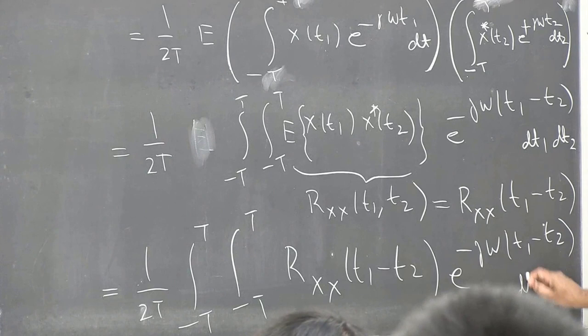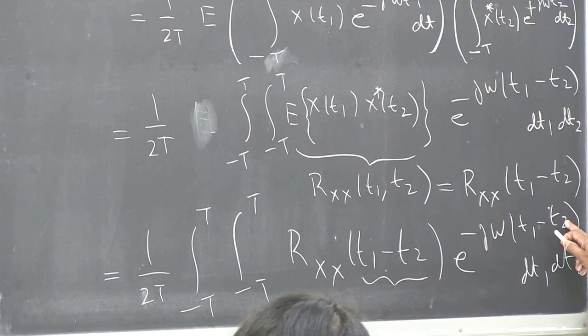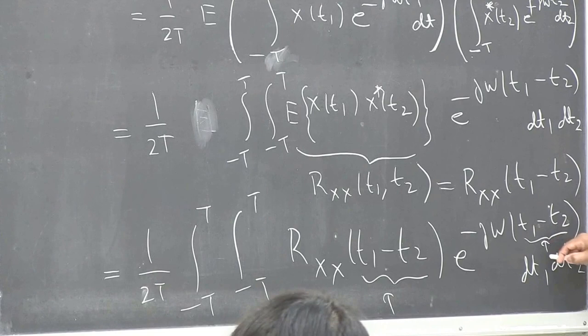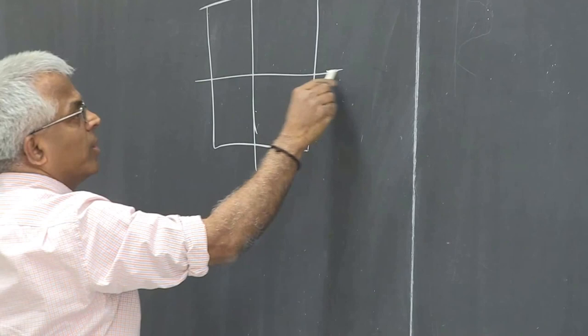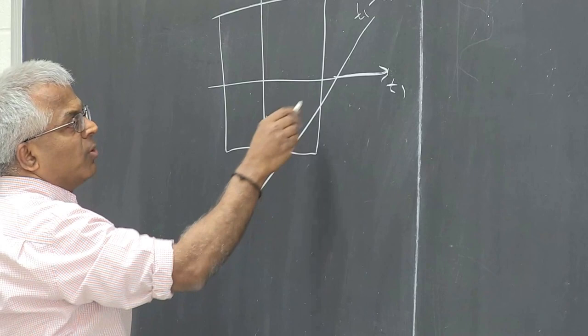You remember? Look at the right side. Even though there are two integrals, the integrand is only in terms of t1 minus t2. Let me call this tau. And we have done similar problems like this. So this is integrating in a rectangle, I mean, in fact, in a square. This is t1, this is t2. And we are integrating over t1 minus t2 equal to tau. So when you make a slight change from tau to tau plus d tau, it will be another line.